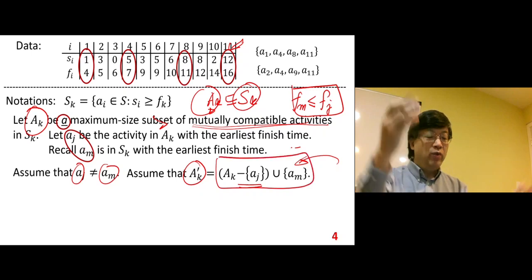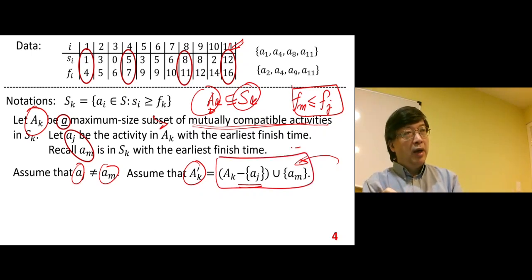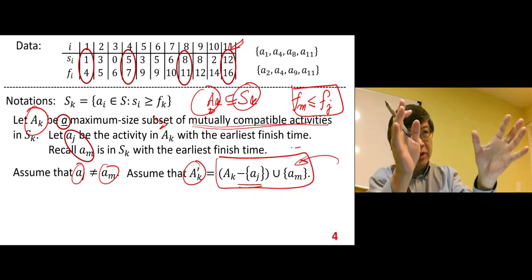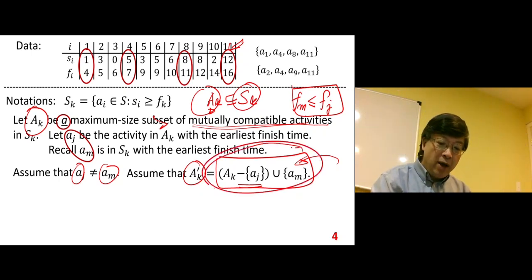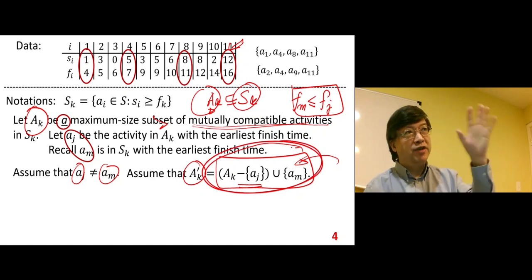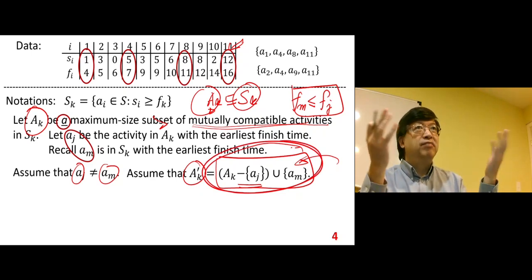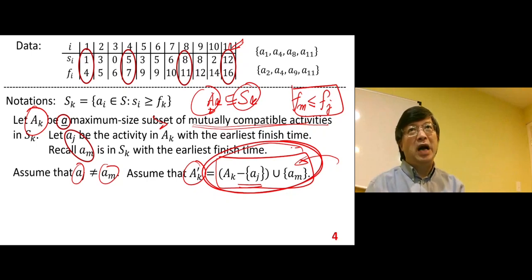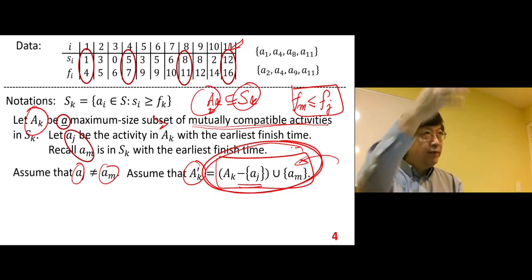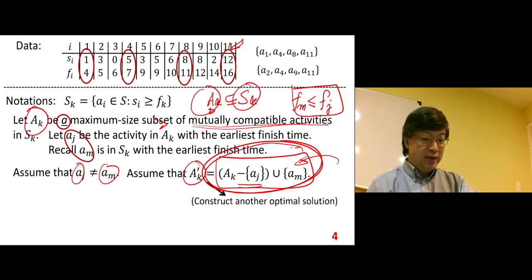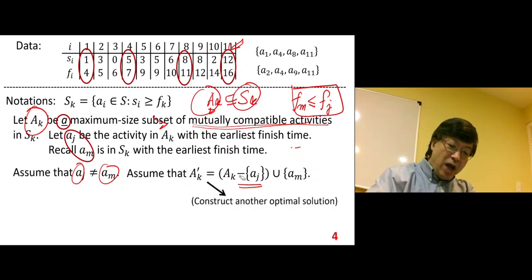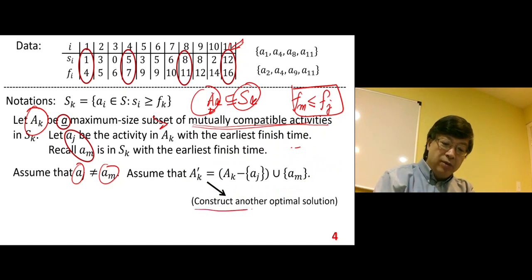That's the way we do the replacement. Now, after we do this replacement, first we want to show, do we still get a mutually compatible subset? That's the first thing. Second, optimal or not. After we prove these two things, we prove the optimality. We prove the claim. Then the claim keeps going, we get optimality. Okay? So this step, basically, we construct another optimal solution.